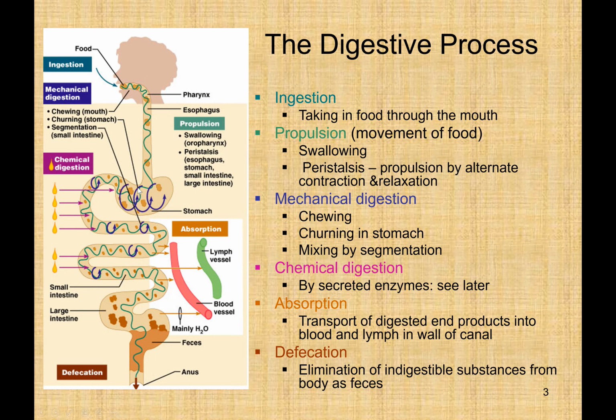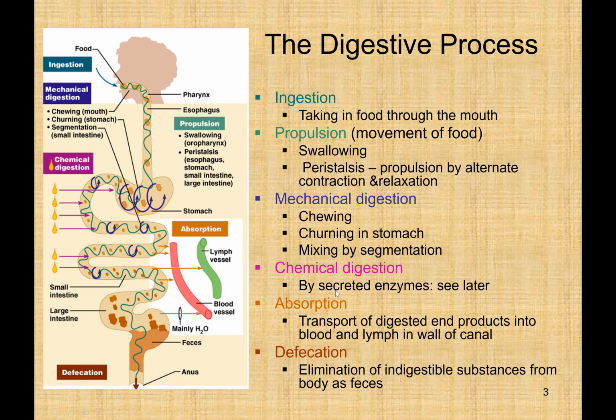So all this that is being done here is some form of chemical digestion, where chemicals are released into the food and break it down into its micro or macro components. The propulsion is by swallowing food and peristalsis. Mechanical digestion is done by chewing of the food, churning in the stomach, and mixing by segmentation in the small intestines and the stomach as well.